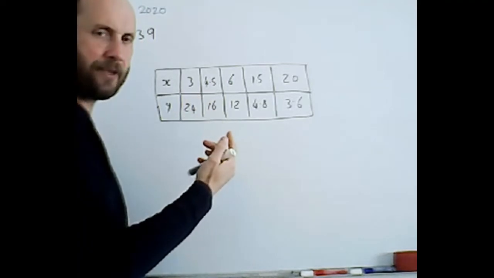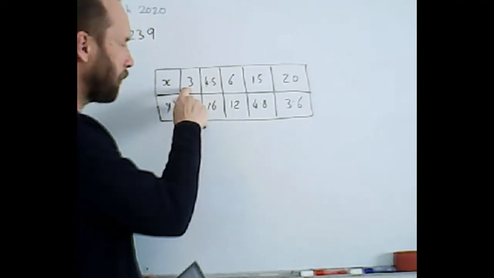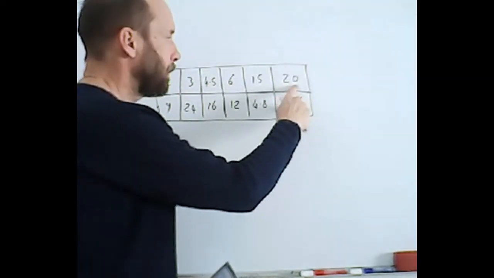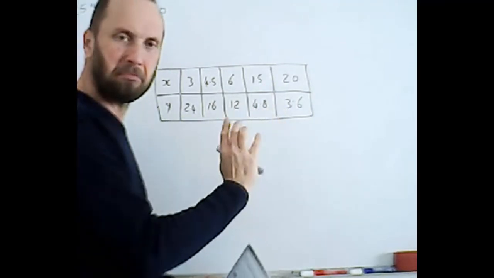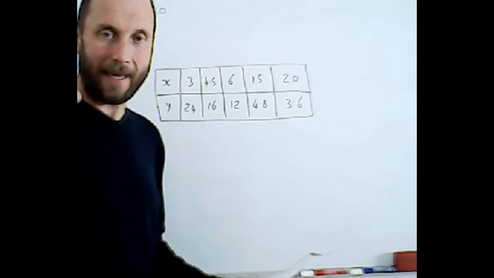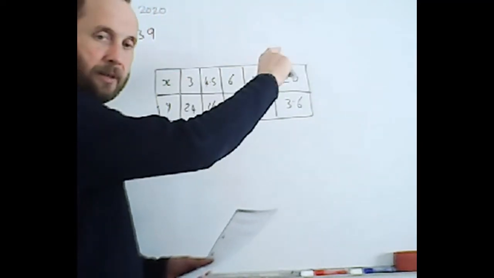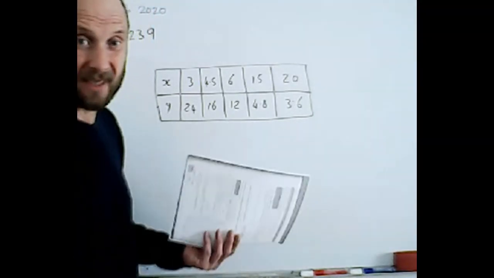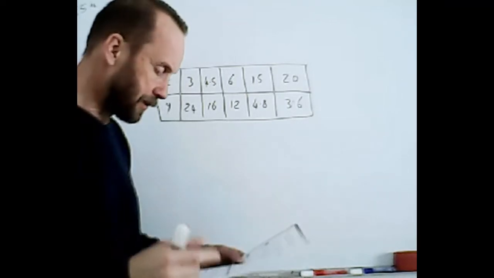With inverse proportion, the x value in this case goes up, and the other set of information goes down. Direct proportion, they both go up at the same time, x and y. Inverse proportion, one goes up, the other one goes down. That's it, as far as I can see. The second way to do it is to work out the equation, which we're going to do in a minute.